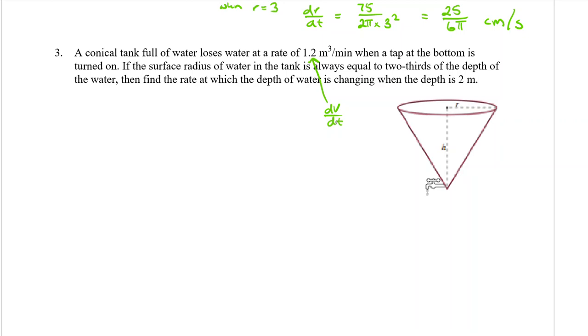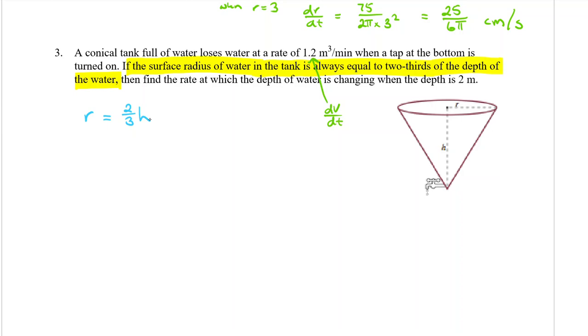All right, let's try reading this part again. If the surface radius of the water is always equal to 2/3 of the depth of the water, can you make that into a little equation for me? So the surface radius just means radius. What does my radius equal? 2/3 of the height. Always, apparently. Okay, so that's one of my starting equations.